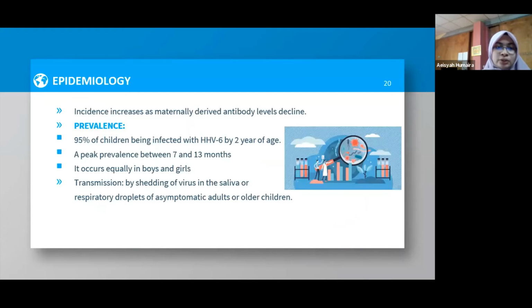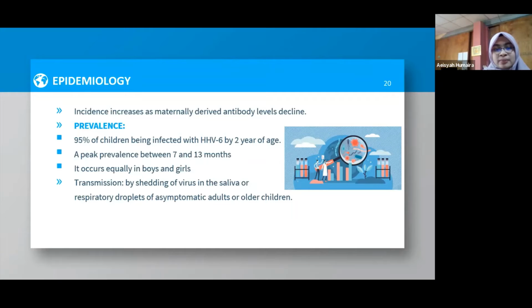For the epidemiology, transplacental antibodies protect most infants until 6 months of age. So the incidence increases as the maternally derived antibody levels decline. 95% of children are affected with herpes virus type 6 by 2 years of age, and the peak prevalence is between 7 and 30 months. It also occurs equally in boys and girls.